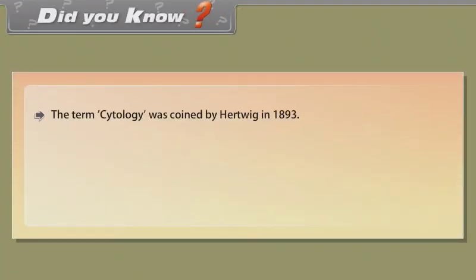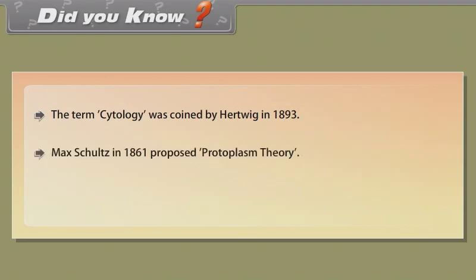Did you know the term cytology was coined by Hertwig in 1893? Max Schultz in 1861 proposed protoplasm theory. Sachs proposed organismal theory in 1874.